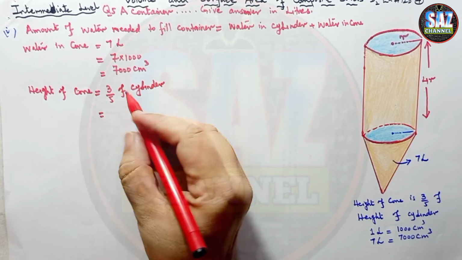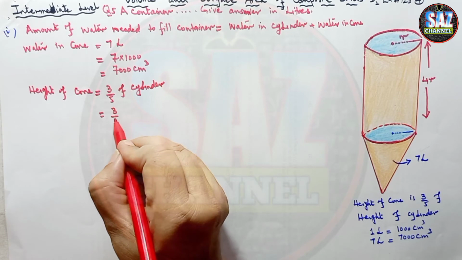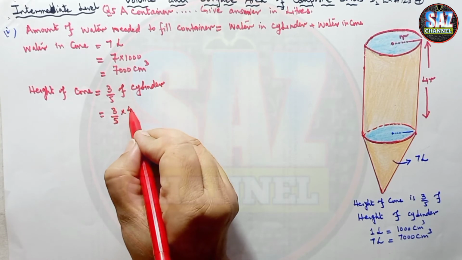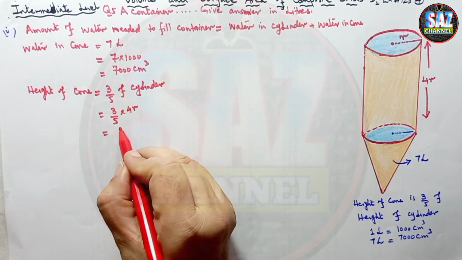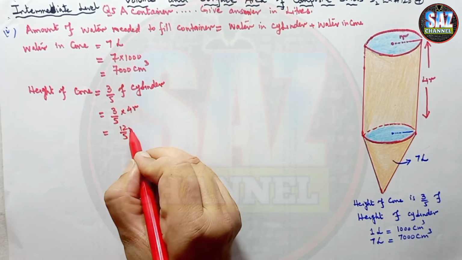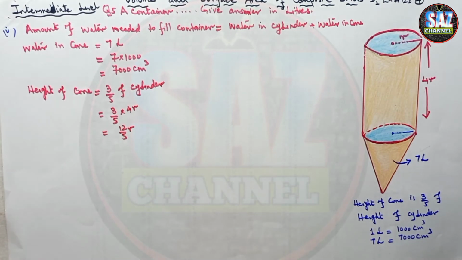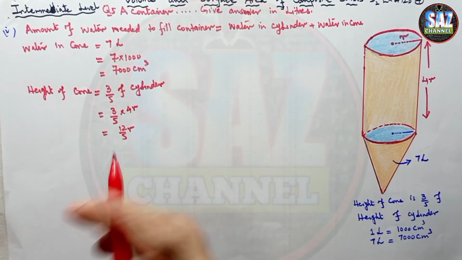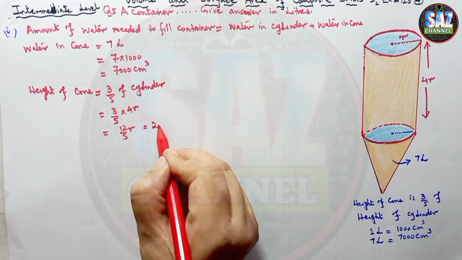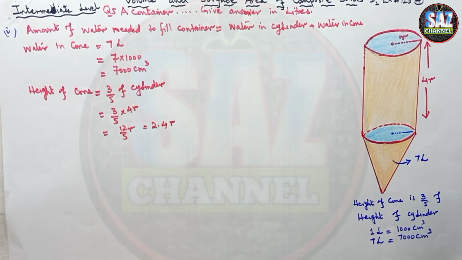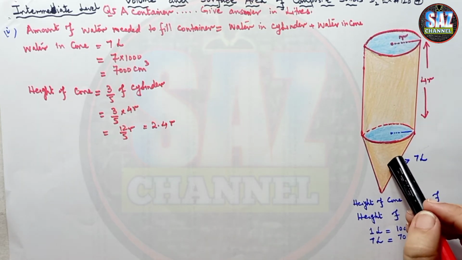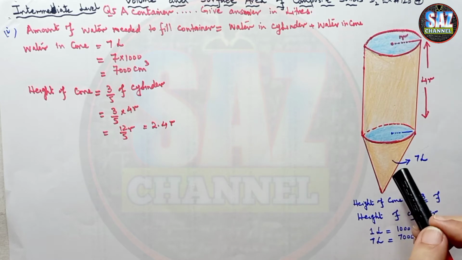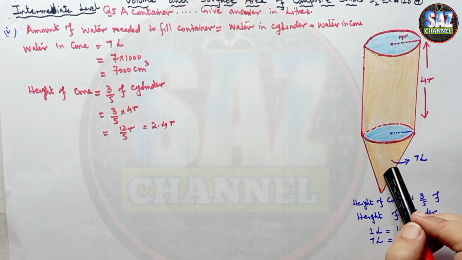So it can take the form 3/5 multiplied by 4r, or it can take the form 12/5 r. Okay, and 12 divided by 5 is 2.4r. Now we have the height of the cone with us, and we have the amount of water in the cone, which was in liters. We have transferred that water into centimeter cubes.